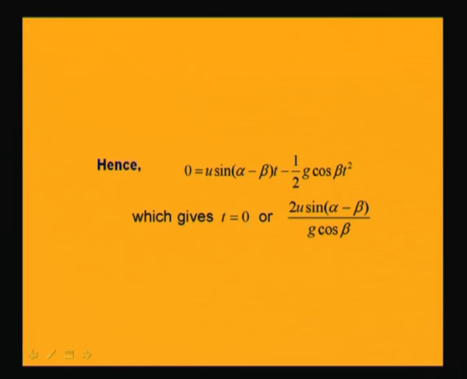That means the y component is 0 at the beginning at time t = 0, and later at time 2u sin(α − β) divided by g cos β. Therefore, this must be the time of flight. So, time of flight is given by 2u sin(α − β) / g cos β. In this, β is the inclination of the plane. If it is a horizontal surface, then β will be 0 and time of flight will be 2u sin α divided by g. So, for horizontal plane, the time of flight is 2u sin α divided by g, which you have studied in your 12th class.